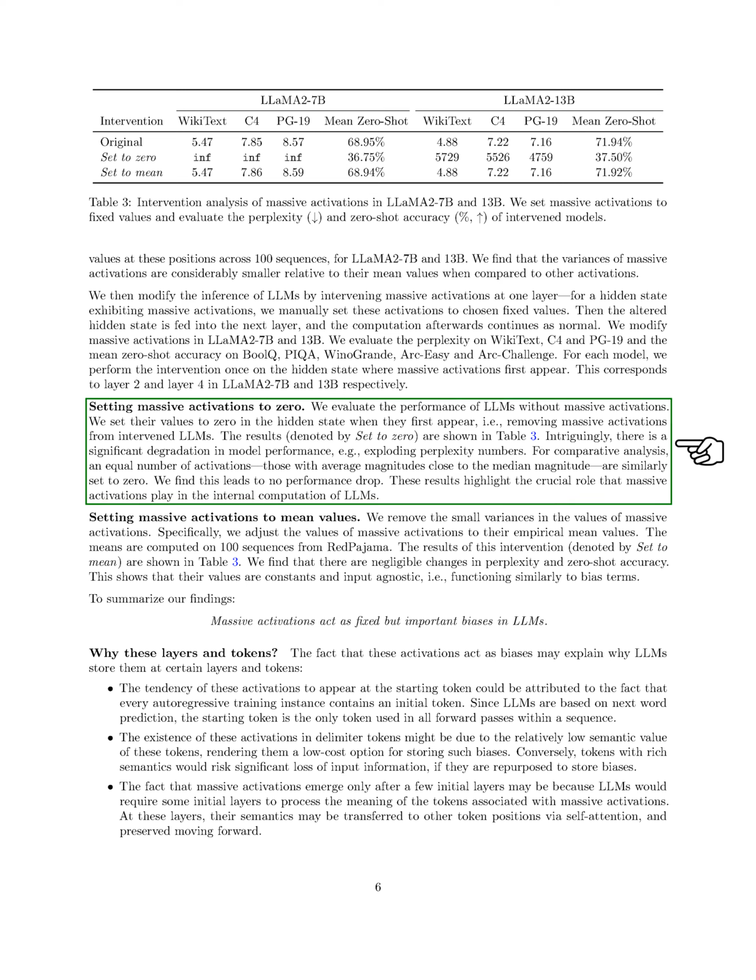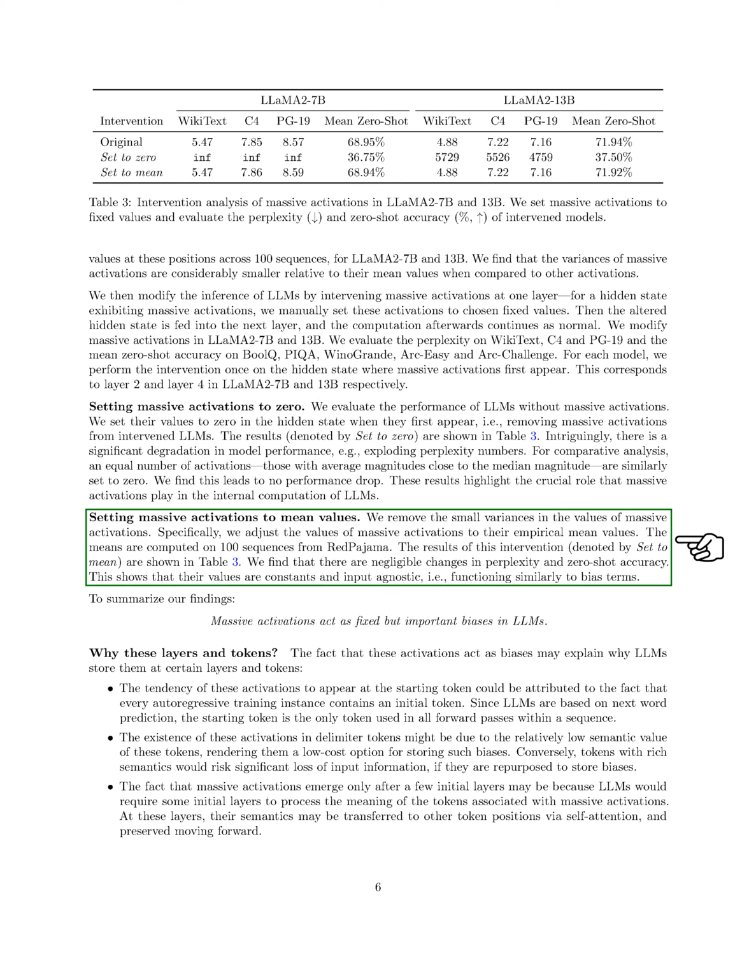One of our interventions involved setting the massive activations to 0 at the point they first appeared within the hidden states. Surprisingly, this led to a significant drop in the model's performance, with a notable increase in perplexity. For comparison, we also set an equal number of activations, those with average magnitudes close to the median, to 0 and observed no performance degradation. This experiment highlighted the indispensable role of massive activations in the internal workings of LLMs.